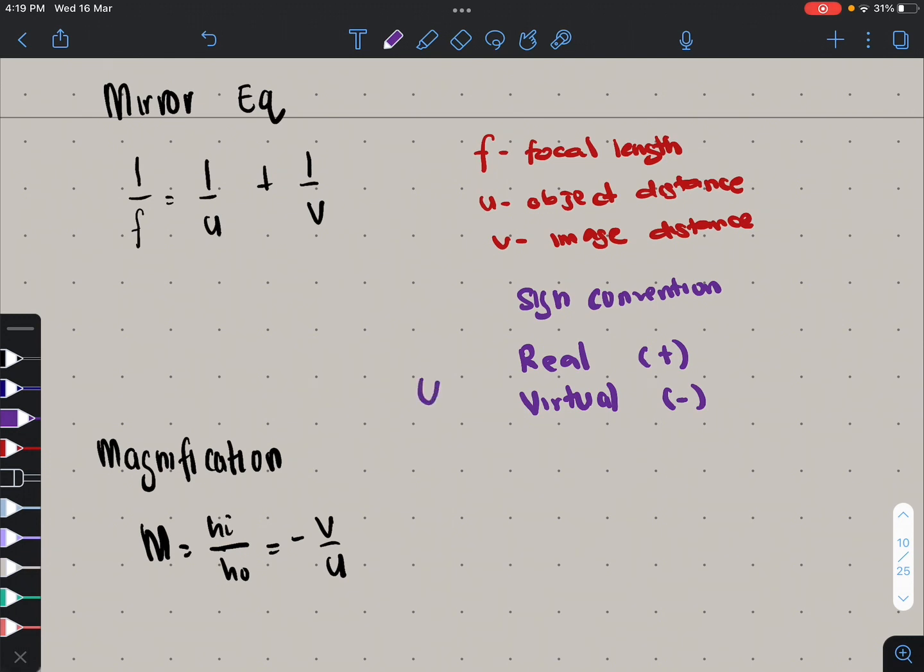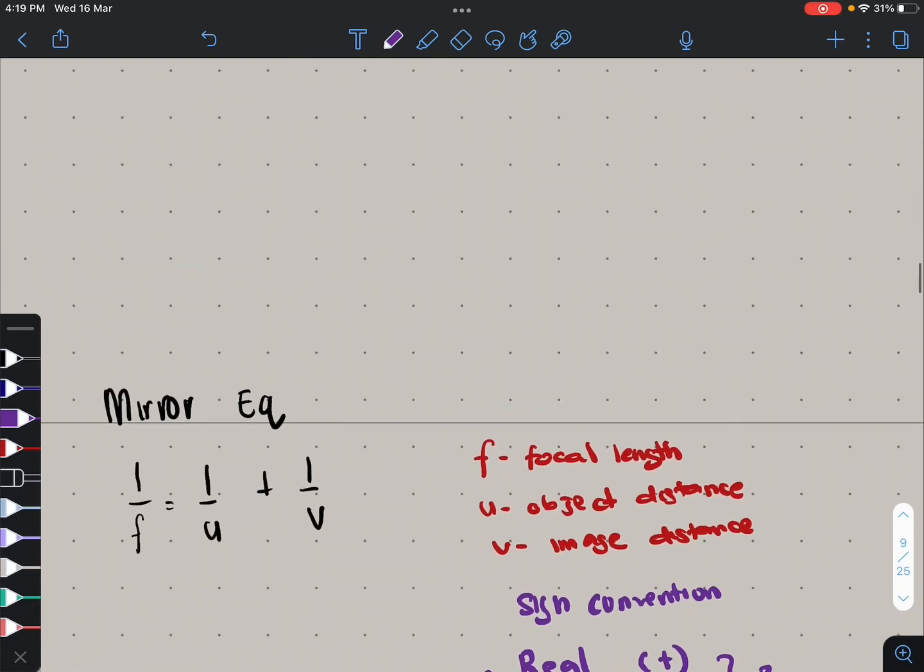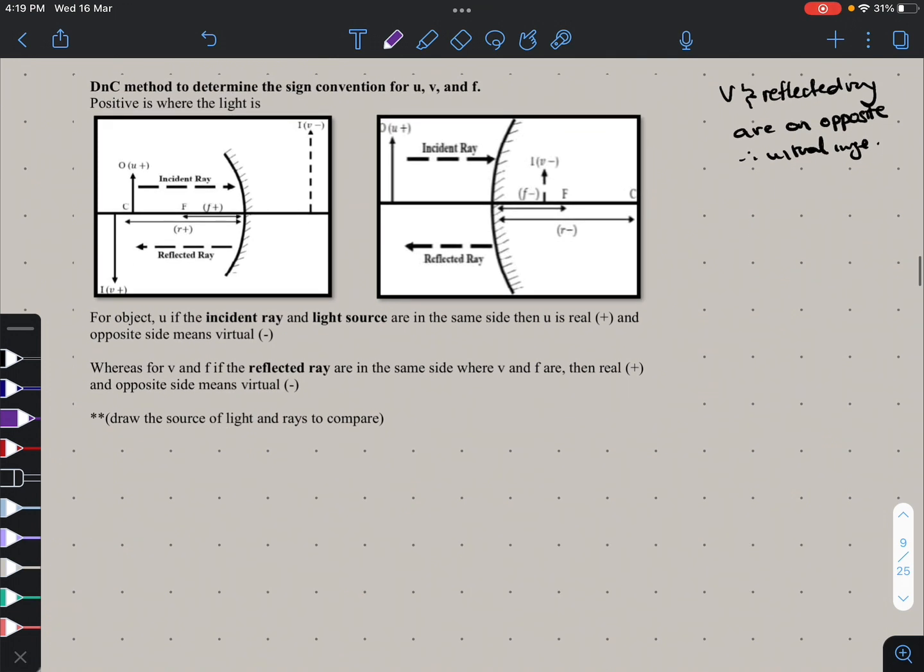Okay, macam mana kita nak tahu objek kita real ataupun virtual? How do we want to know our object is real or virtual? Kita tengok pada DNC method. Okay, for DNC method, for the object, if the incident ray and light source are in the same side, then the object is real. Okay, so object distance ni akan jadi positif. Selalu cahaya akan berada in front of the mirror lah. Cahaya akan ada in front of the mirror, and as you can see, the incident ray and the light source are on the same side, maka U kita becomes positive.